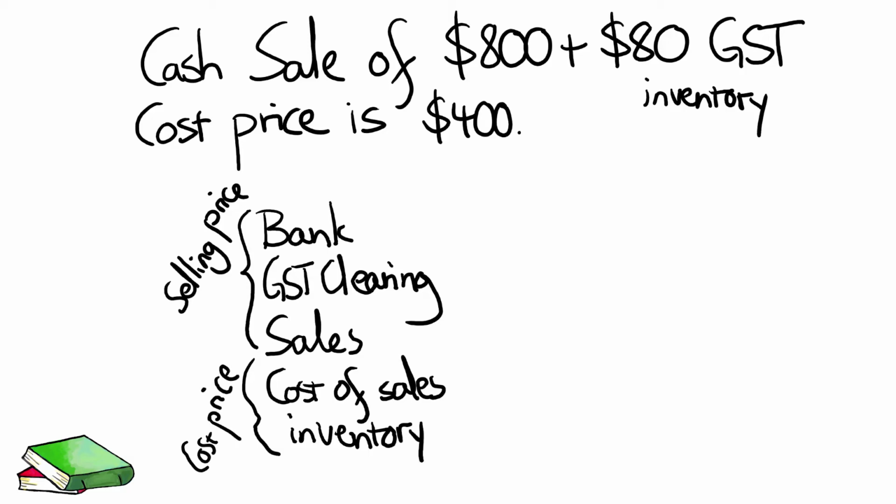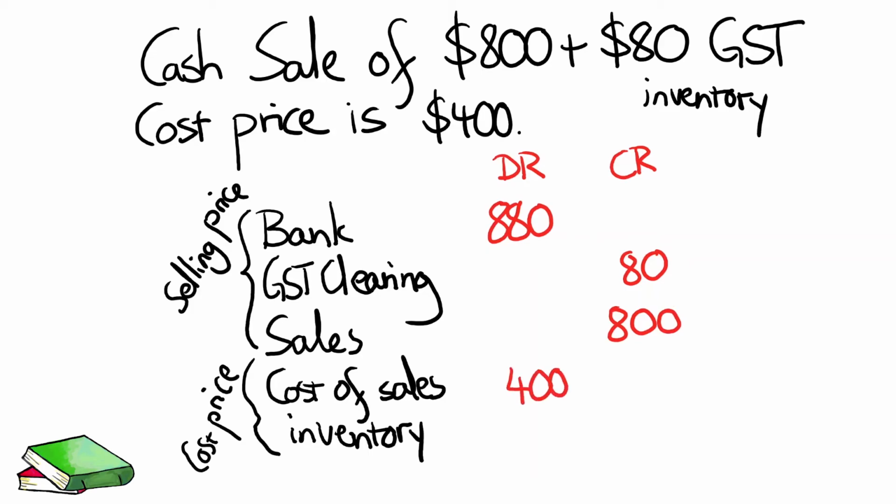So our bank, as a result of this cash sale, would increase by $880. So if we have debit this side and credit the other side, it should be debited by $880. Our GST clearing should be credited by $80. And our sales, since it is a form of revenue, should be credited by $800 as a result of the increase. Our cost of sales expense should be debited by $400, and our inventory should be credited by $400.